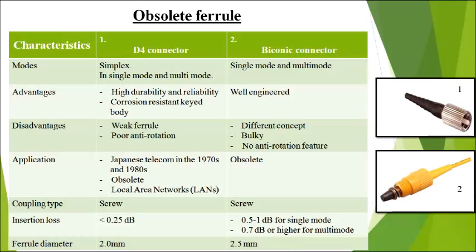Biconic connector uses a screw type of coupling. The insertion loss for the Biconic connector is 0.5 to 1 decibel for single mode and 0.7 decibel or higher for multi-mode. The ferrule diameter for the Biconic connector is 2.5 mm.